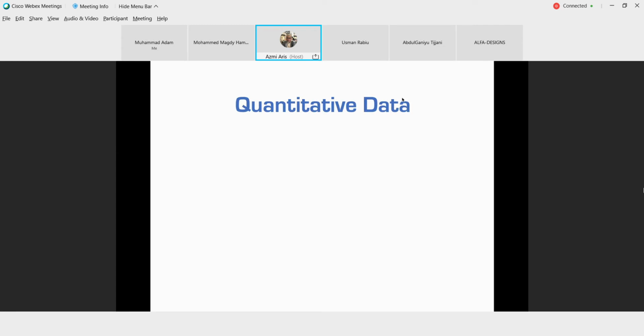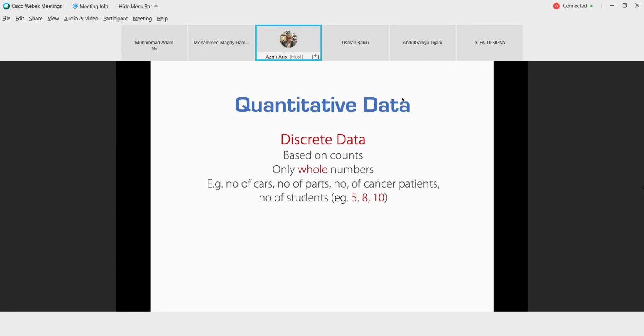And when we talk about quantitative data, as I mentioned just now, there is what you call discrete data or whole number data. Okay, number of cars, number of patients, number of students. So they are only whole numbers. You don't have 5.1 number of cars or 5.7 number of patients. So they are all whole numbers.